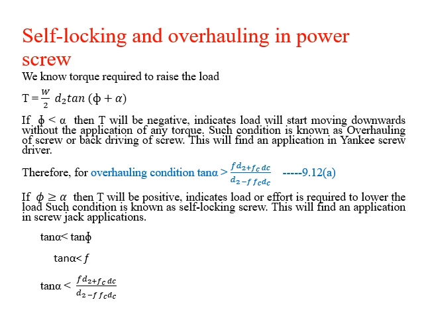Suppose in the second case φ is greater than or equal to α, then T will be positive. It indicates that effort is required to lower the load, and such a condition is known as a self-locking screw. This finds an application in the screw jack. So you can see here tan α is less than tan φ, and tan φ is f, because tan φ is f. So we can rewrite tan α is less than (f d2 + fc dc) divided by (d2 − f fc dc).